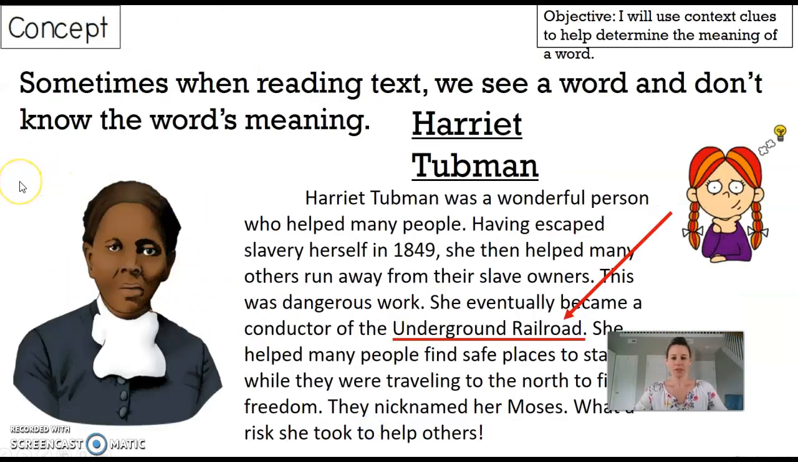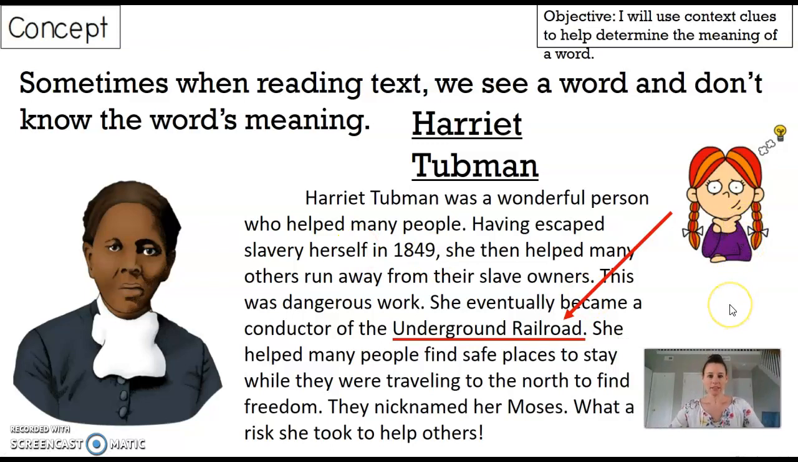All right, so today we're going to be looking at a text on Harriet Tubman. I know some of you are going to be real experts because at least one person did this as their wax museum portrayal. Harriet Tubman was an enslaved person, and we're going to read a text about her. But what we're going to be trying to figure out in this text is the meaning of Underground Railroad. We have it underlined right over here. So let's go ahead and read this text together.